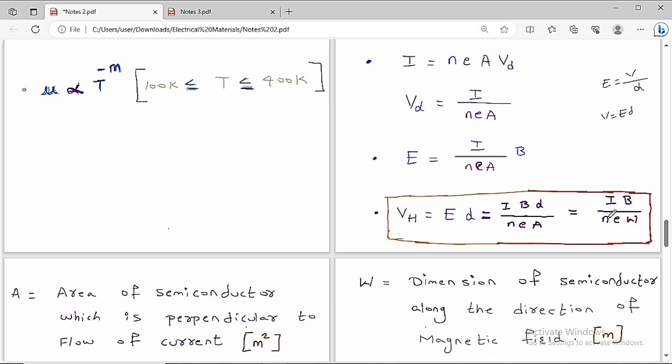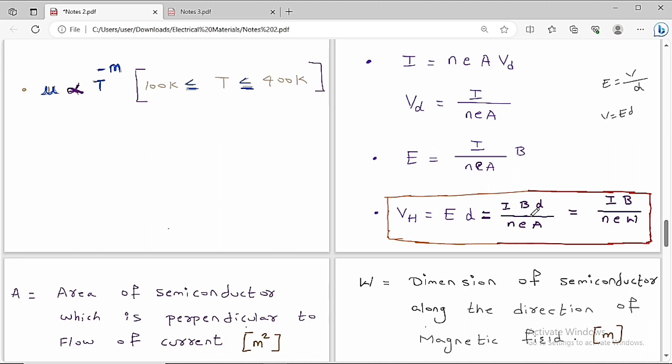Suppose you want to derive the formula for the P type of semiconductor. Instead of N, you have to write P, because in the case of P type of semiconductor, holes are the majority carriers. So let me clear this concept. Whatever this formula is, it is for the N type of semiconductor. In the N type, electrons are majority carriers when compared to holes. That is the reason here I take N.